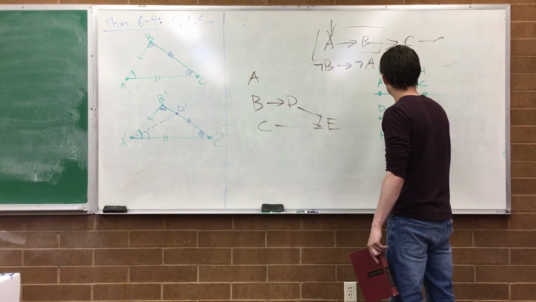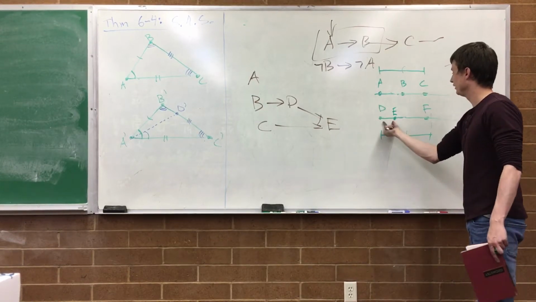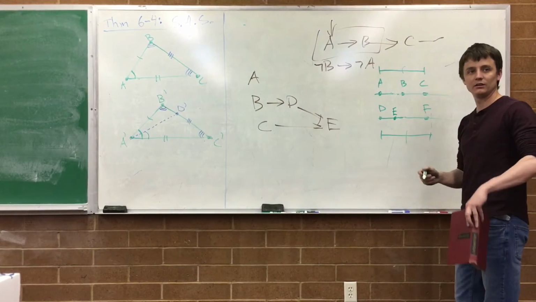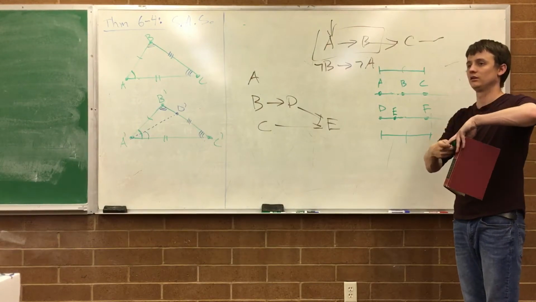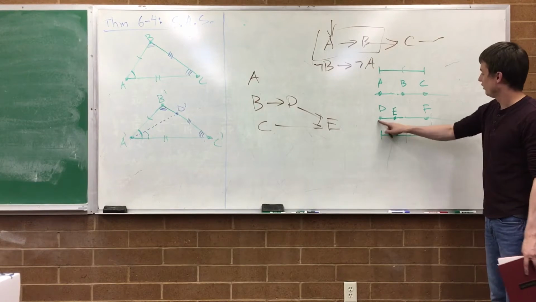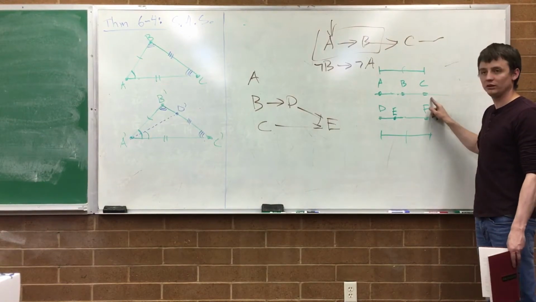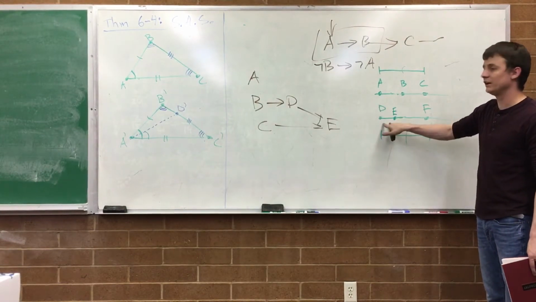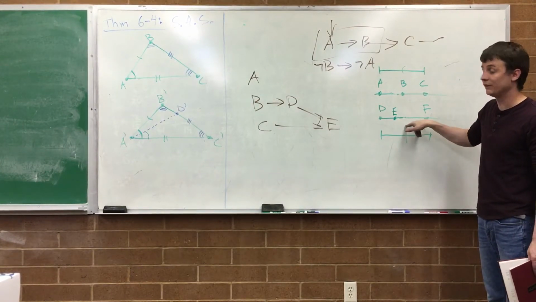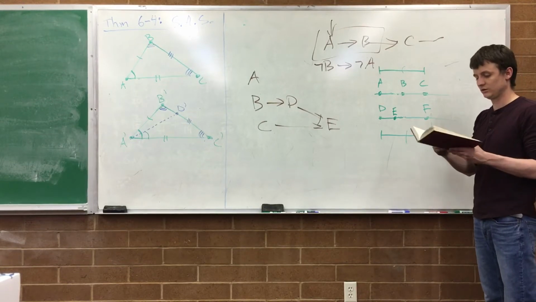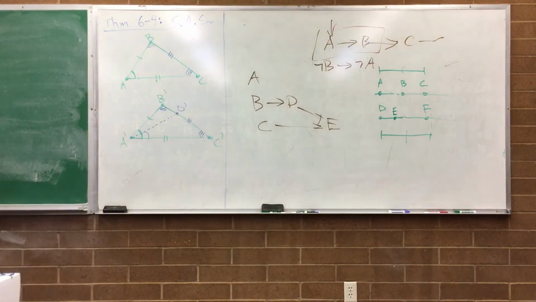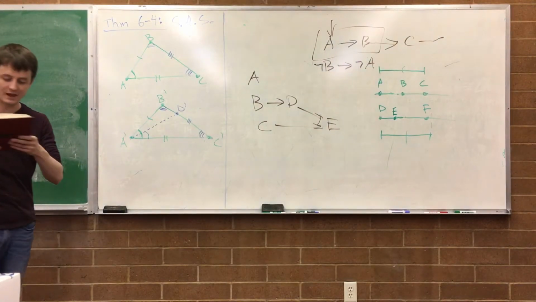So if this is greater than this, then this is less than this, or this is greater than this, right? Wait, what? Then BC is greater than EF. No, that's wrong. So here's the picture. This whole thing is the same size as this whole thing. Okay, AB is greater than DE. Therefore, BC is less than EF. Or EF is greater than BC. That means this is false. Okay, so it's false. Okay, next.